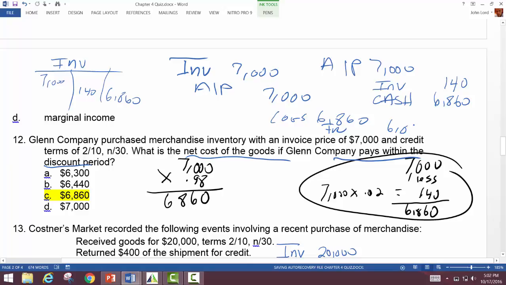But that's a huge leap that makes that question a bit confusing for someone who's still trying to figure out that 2% is the same as 98. 1 minus 2% is the same as 98%. I'm not seeing it saying cost of goods sold. It just says cost of the goods.